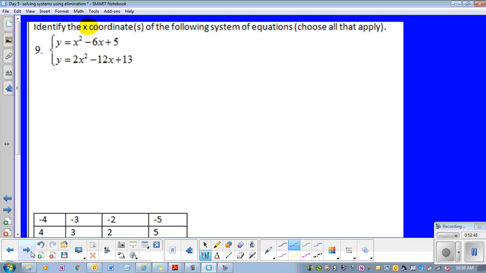Identify the x coordinate. Well, if we want the x, we gotta fix up our y. We want to get rid of the y's. This is nice because it's already solved for y. And look, there's an x squared and there's an x. So we have to solve for y anyway, right? So on top, I have a plain old y, positive. And on the bottom, I have a plain old y, positive. So I need to multiply one of these by what? Negative 1.